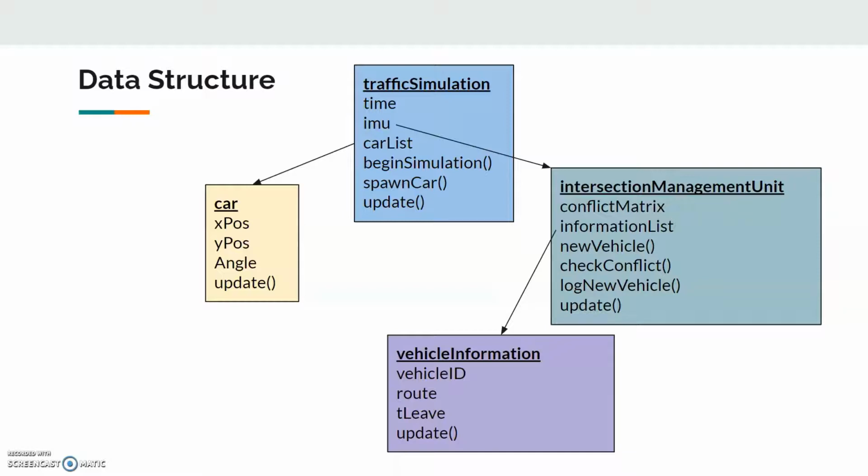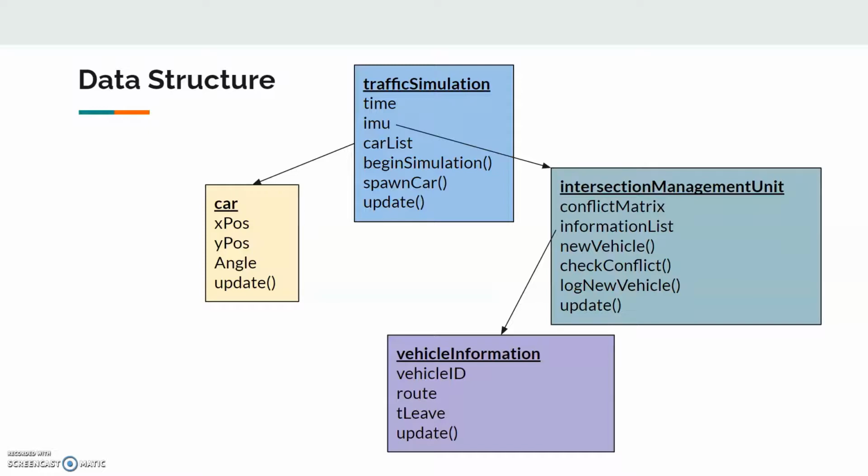With a car, all the car has is its X position, its Y position, and the angle that it's driving at, and it also is able to print using the Pygame library. And with the intersection management unit, it has this conflict matrix, its information list, which includes the vehicle information, and it's also able to go through its new vehicle protocols by reporting to the car the Tmax time, whether it's null or the car has to wait, and is able to check for conflicts and log new vehicles to the information list.